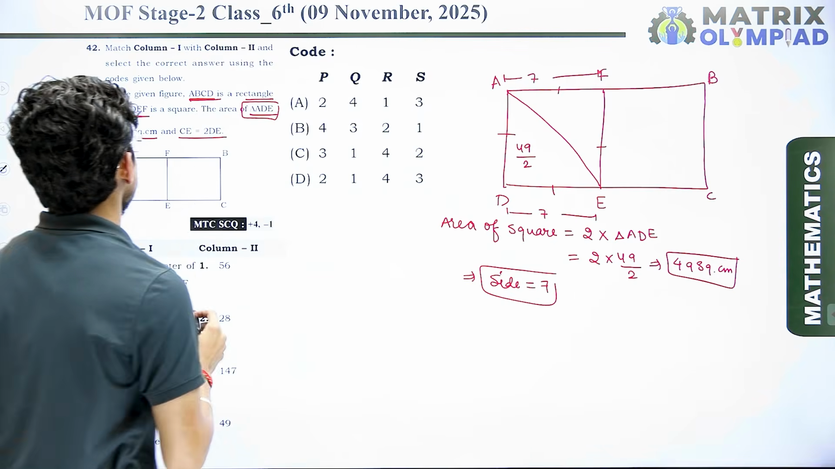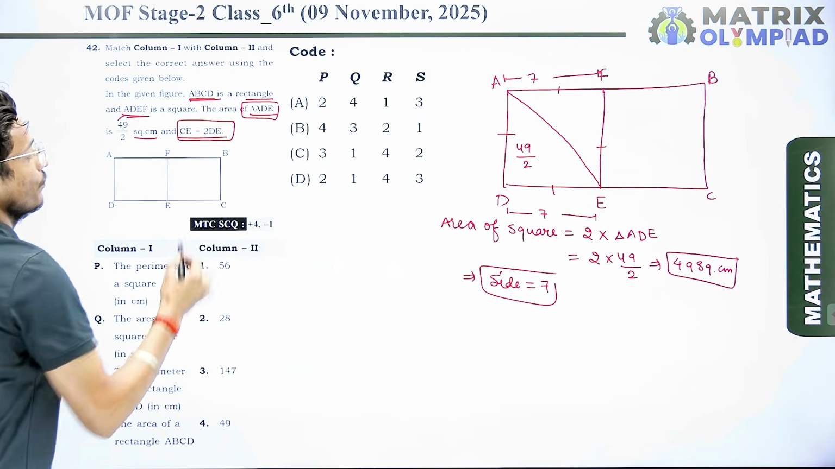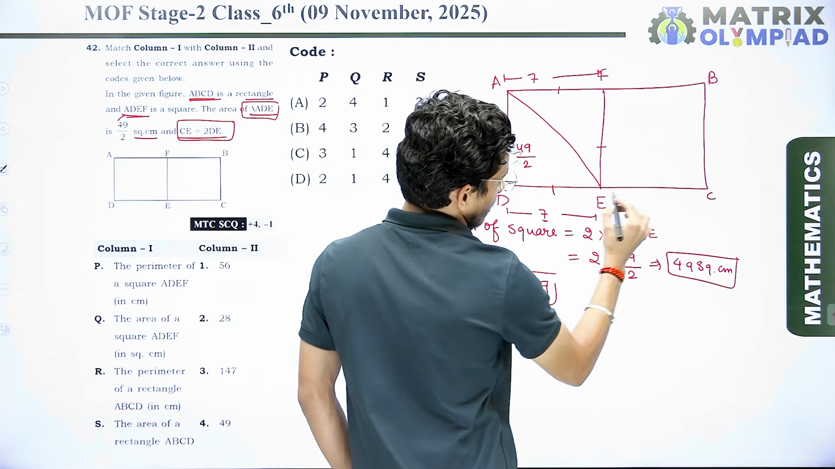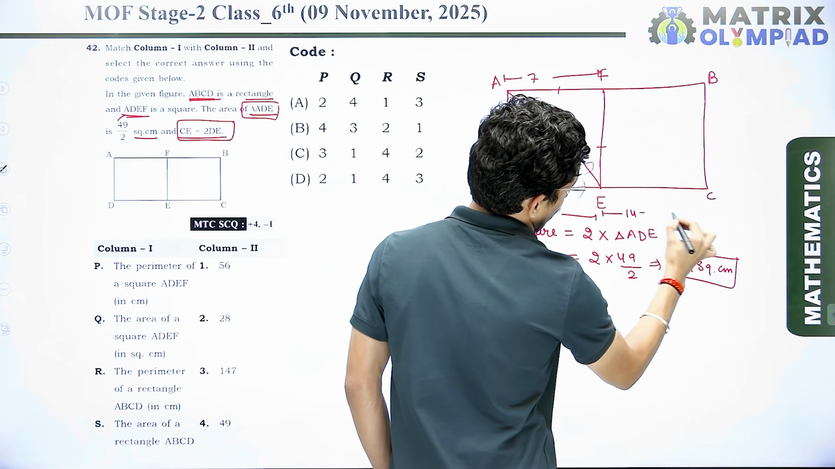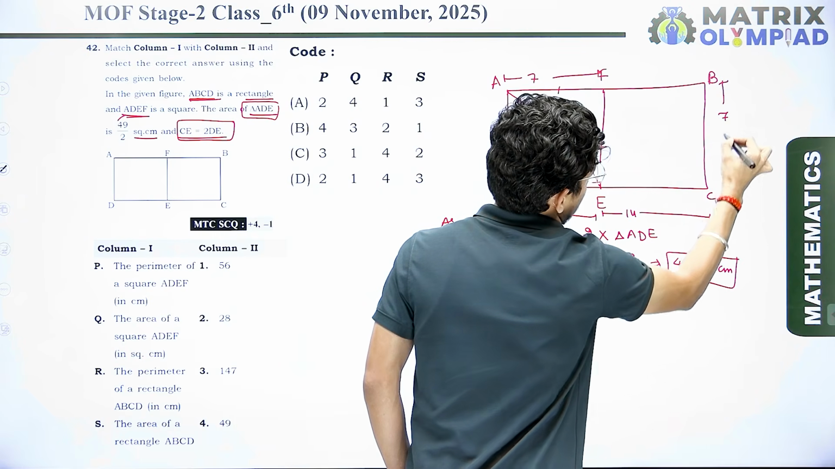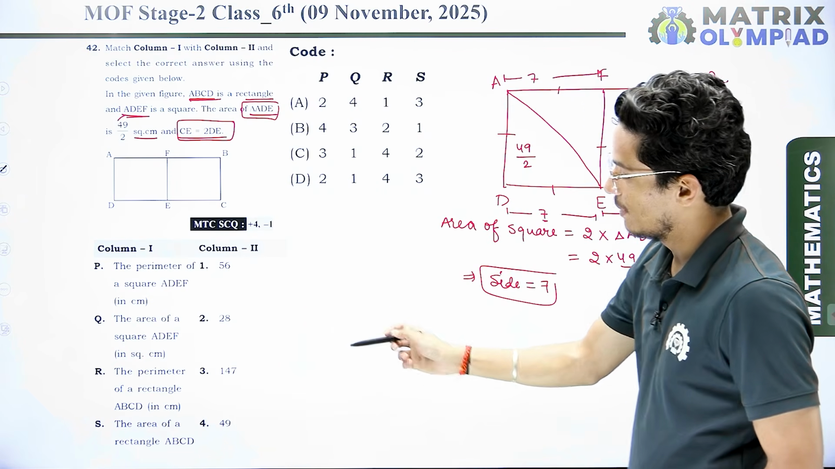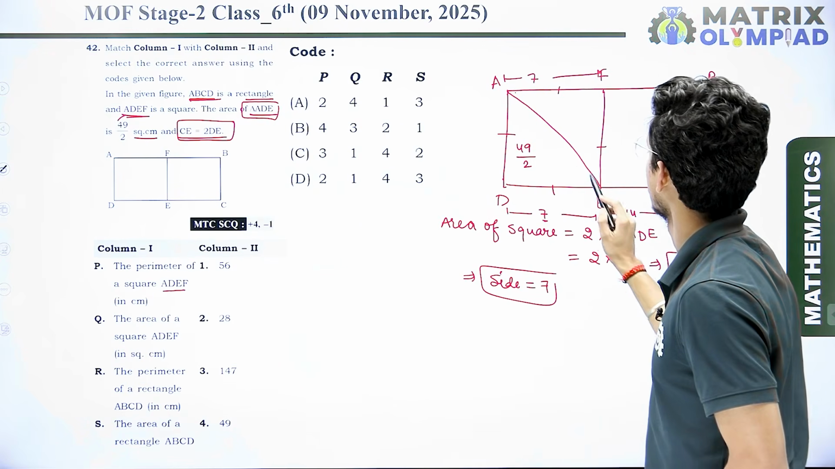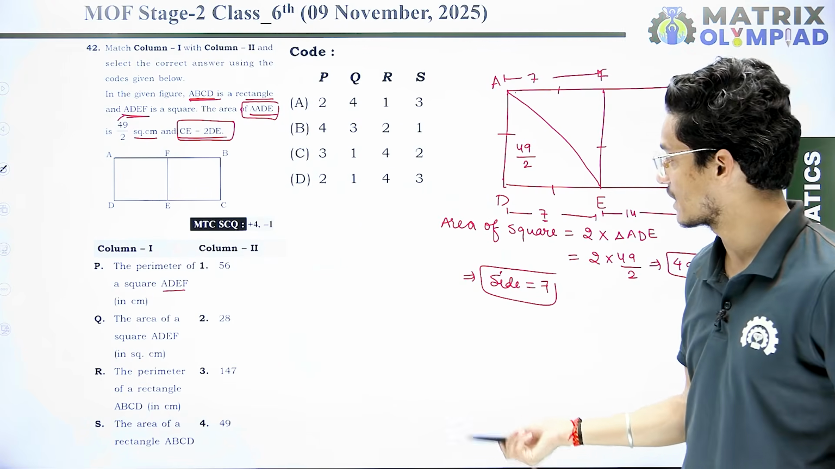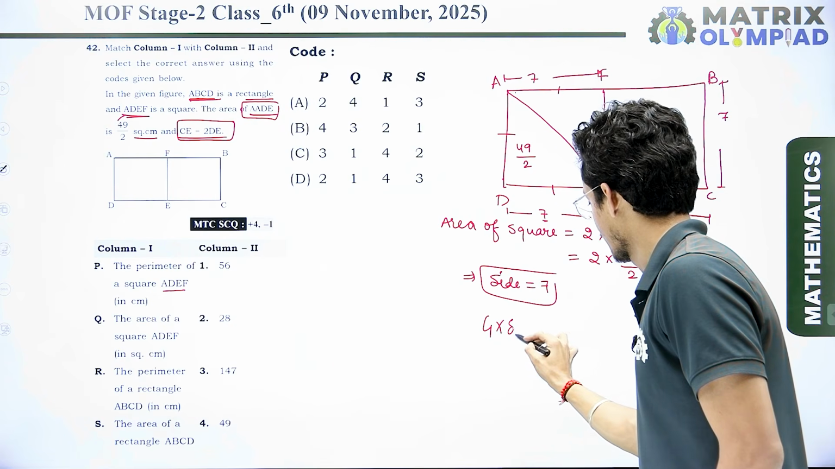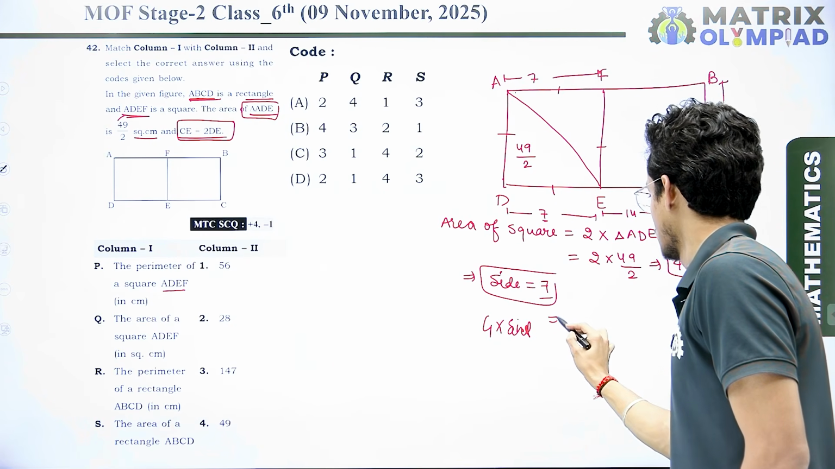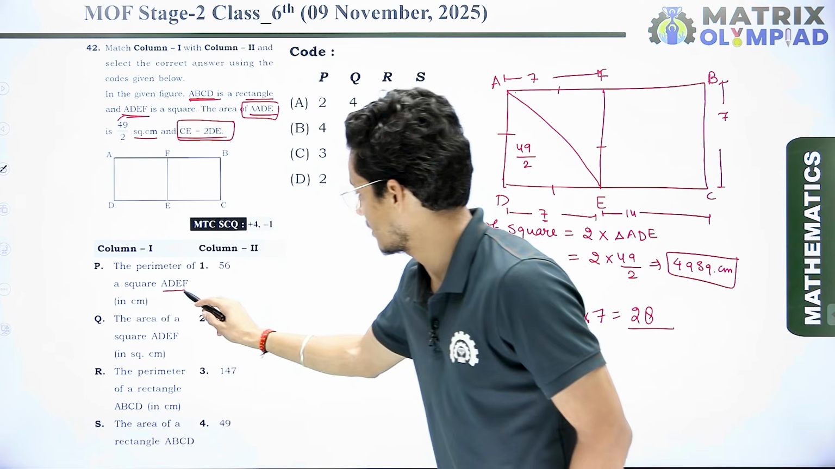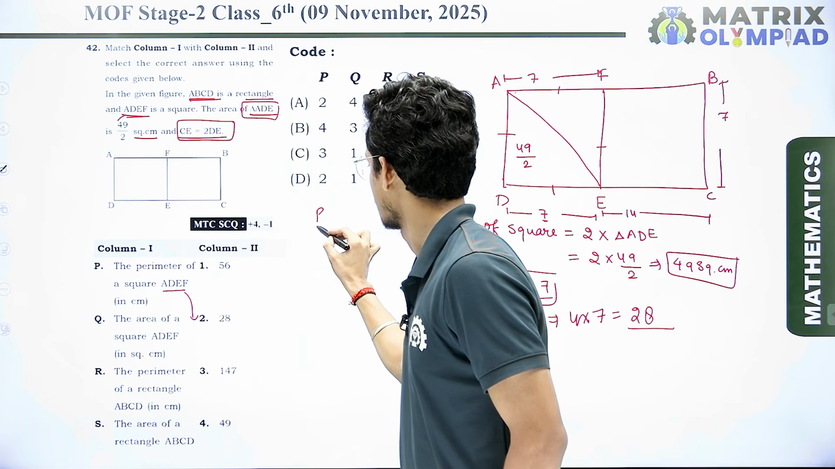Now next, here we are given CE is equal to 2 times DE. So CE, this is 2 times DE. It means this one is 14. So here we have this one is also 7. So now here we have P, that is the perimeter of the square ADEF. Perimeter of square we know is 4 into side. So 4 into side, and the side here is 7. So 4 multiply 7, that is 28. So 28, it means P is connected to 2. So I can write here P is connected to 2.